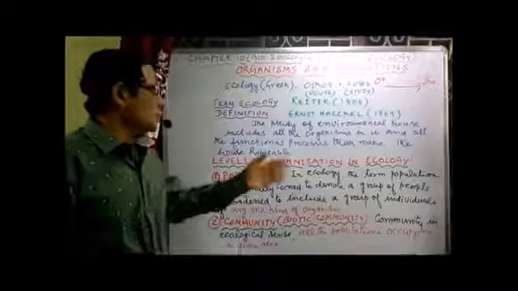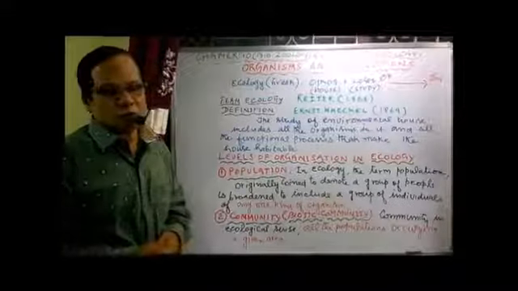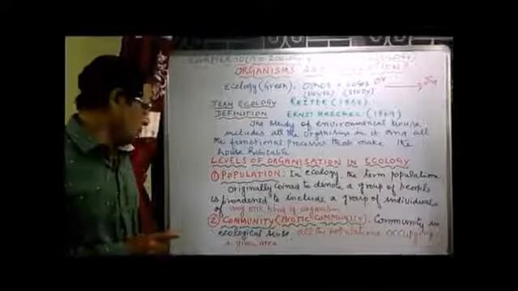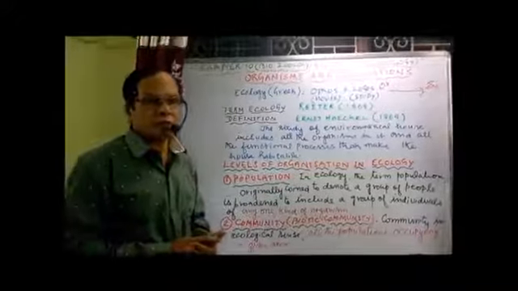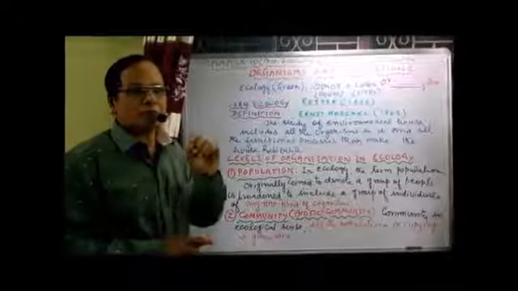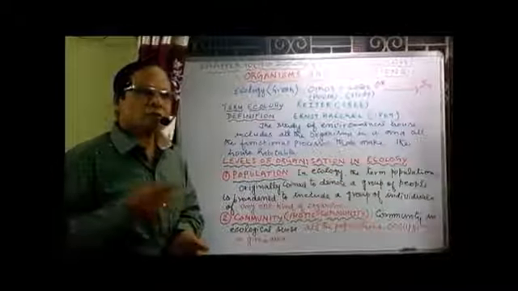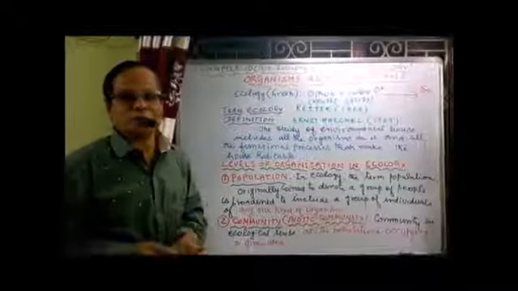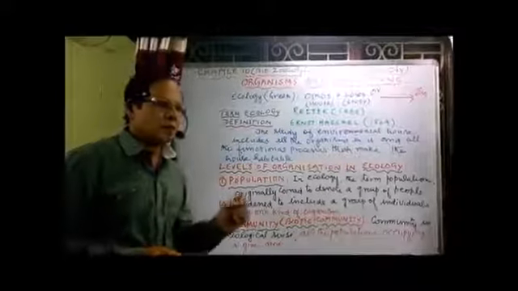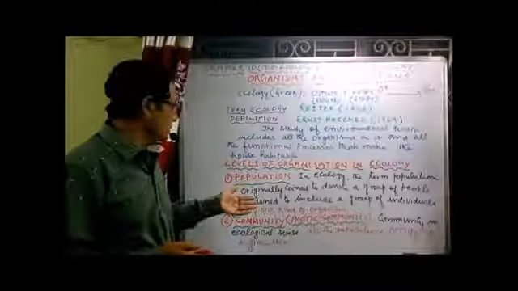In ecology, the term population, originally coined to denote a group of people, is broadened to include a group of individuals of any one kind of organism. That is, a population is formed of a group of similar individuals. For example, I mentioned goat population, tiger population, or generally plant population or animal population. Specifically, I mentioned bryophyte population, pteridophyte population. So a population is formed of only one kind of organism.